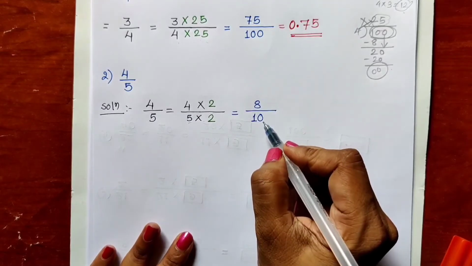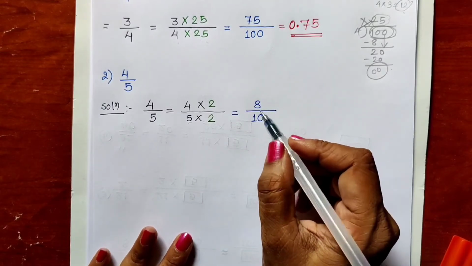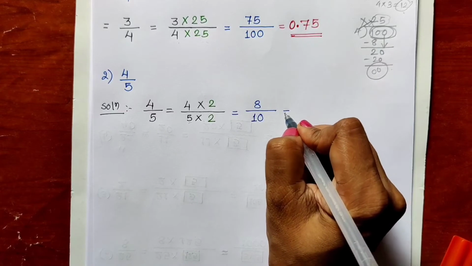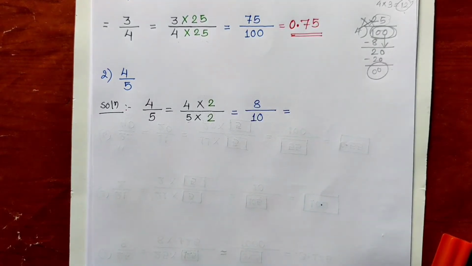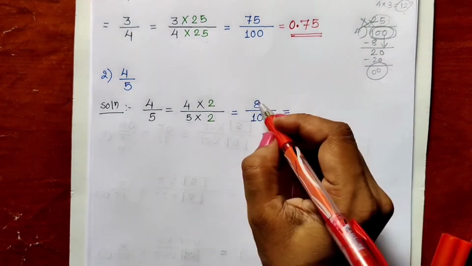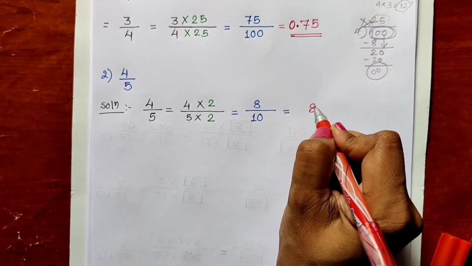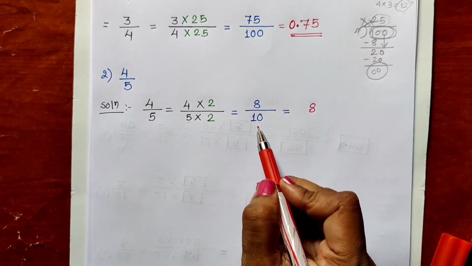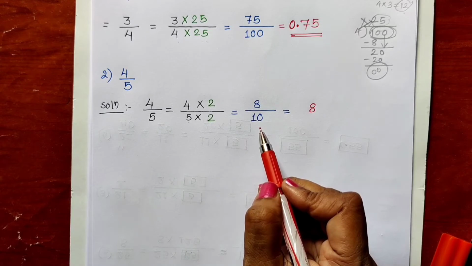So we are getting 8 upon 10, a multiple of 10 in the denominator. Now how to convert it into the decimal fraction? We have to write this 8 as it is first. First write down this numerator as it is. Now in the denominator 10 is there. Single 0, one 0 is there.